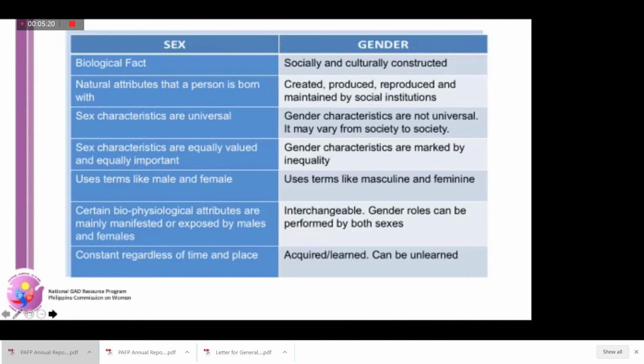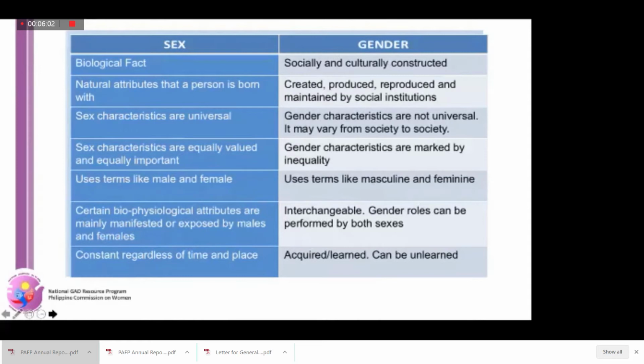Sex characteristics are deemed to be universal. It's accepted internationally. However, gender characteristics are not universal and may vary from society to society. Different cultures attribute certain characteristics to gender which are not present in the Philippines, and present abroad. Sex characteristics are generally equally valued and equally important. However, gender characteristics, being a social construct and part and parcel of society, are marked by inequality. Sex commonly uses terms like male and female, whereas gender uses terms like masculine and feminine.